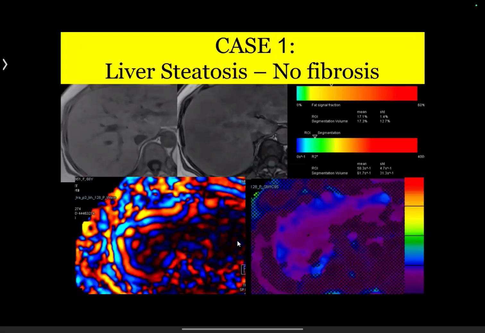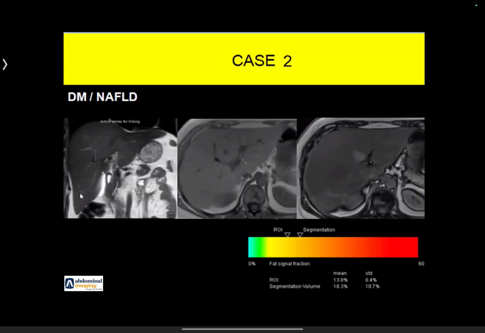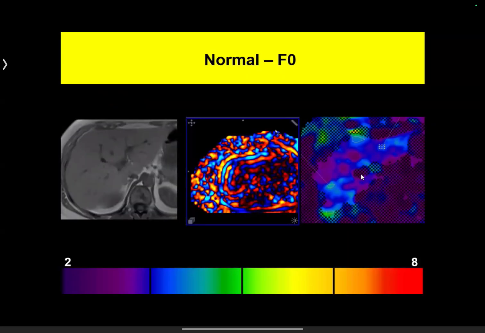So let's jump to the cases. This is a fatty liver, around 17% fat. On MR elastography, normal waves, normal blue and purple color, and the values were less than 2.5. So this is a simple steatosis. Another patient, diabetic, you can see there is some morphological change, a significant amount of fat. There is a normal elastogram. Again, that's good news for the patient.